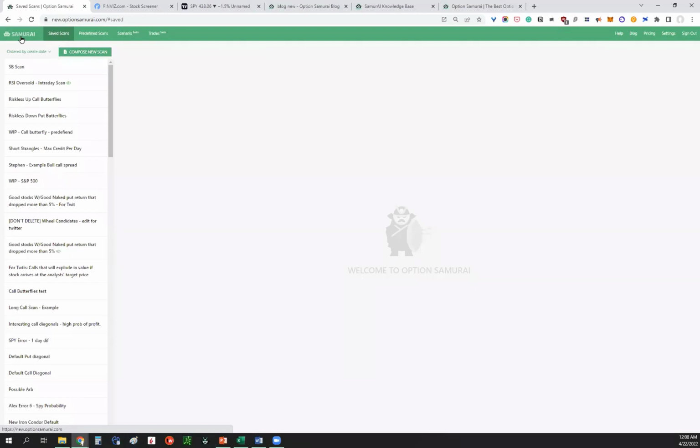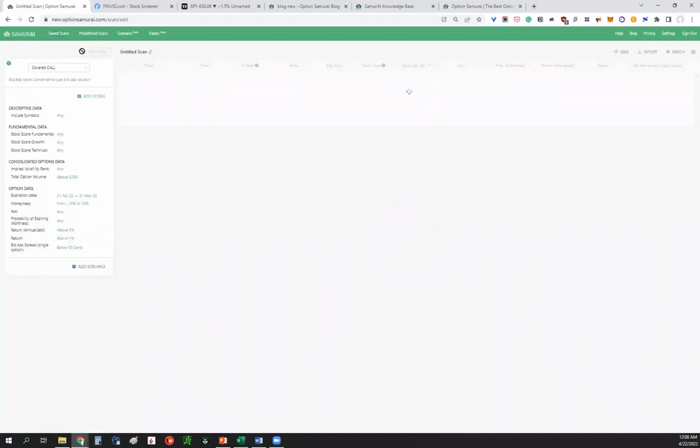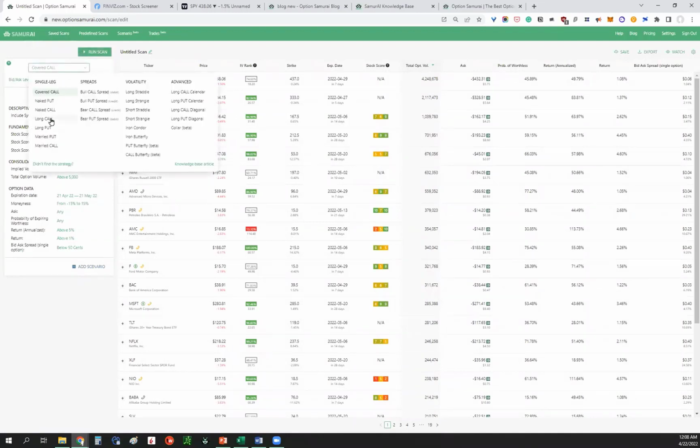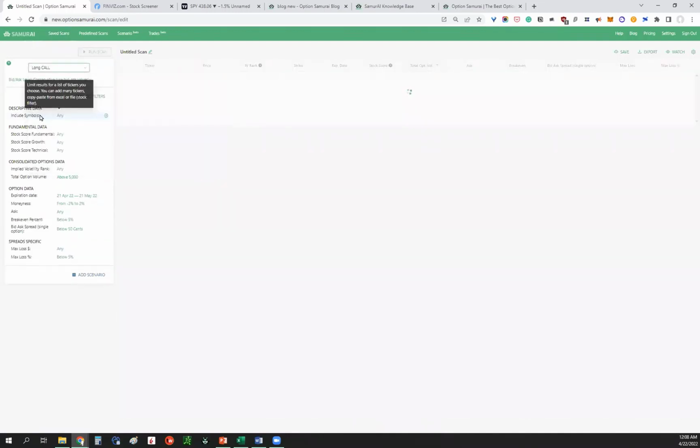Let's build a scan like that from scratch. So you'll see how to do it. I'll click the Compose New Scan button. And I would do, again, oversold companies, but because before we did naked puts, this time let's do long calls. It's a bit different.